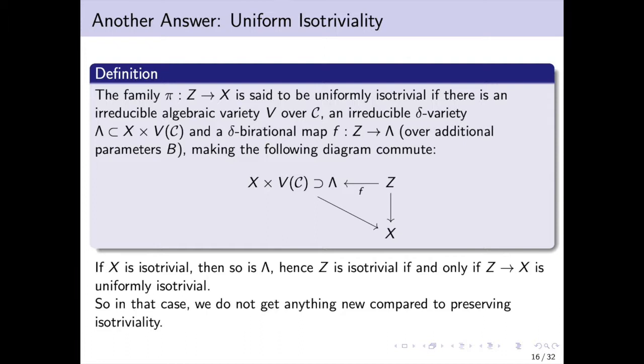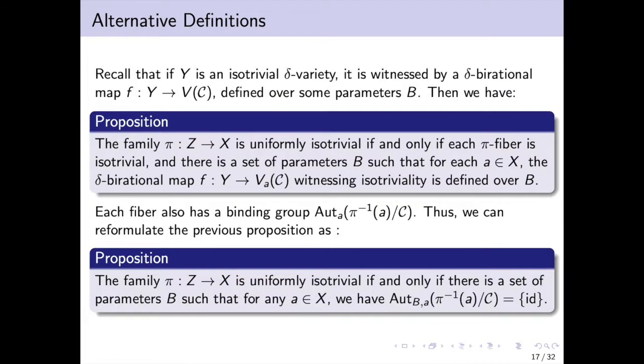Okay, so again, if X is itself isotrivial, then V of C is in the constants, so basically it would imply that Z is isotrivial. So again, in the case where X is isotrivial, it just becomes a single notion. It's the same as preserving isotriviality in that case. Okay, right, so there are alternative ways to see this that are probably easier to work with, at least for me.